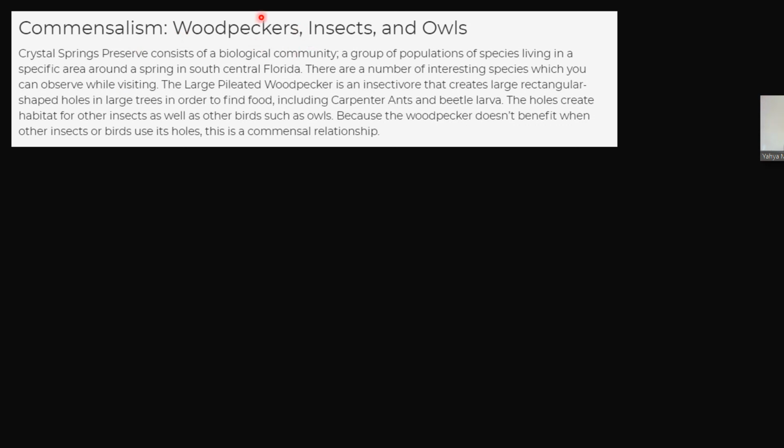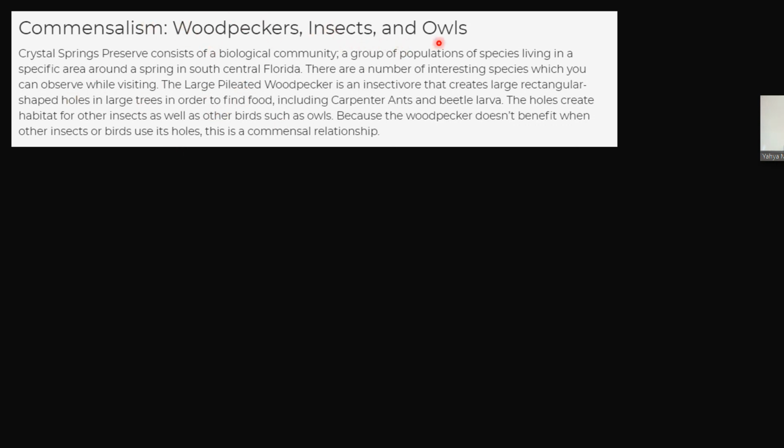So the woodpecker leaves behind these holes. These are habitats for other insects as well as other birds. So insects and other birds like owls, they benefit from what the woodpecker does, right? They benefit from the woodpecker's actions. Now, does the fact that they benefit help the woodpecker? Does it harm the woodpecker, or does it matter to the woodpecker? Basically, it doesn't matter. The woodpecker is off somewhere else doing its own thing.